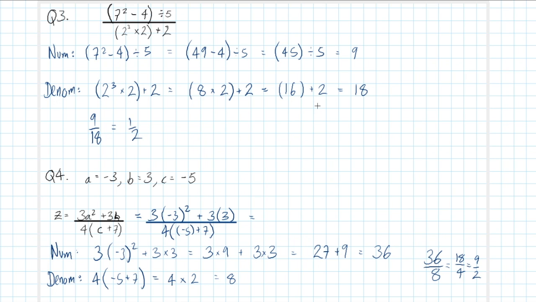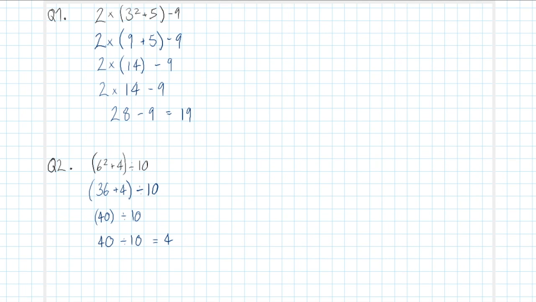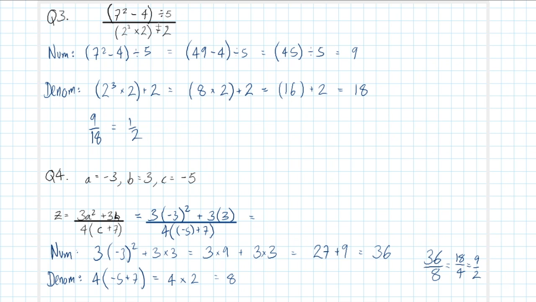So I hope that's made things clear with BIDMAS, the order of operations. Just remember, do your brackets first, do everything inside those brackets. Remember that there can be brackets within brackets, so always make sure you do everything inside the brackets first, then go through and do the indices or the powers, then you can divide, then you can multiply, add, subtract. If you have a fraction question, just do the numerator first and then do the denominator.